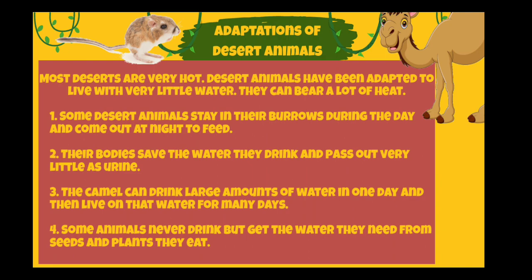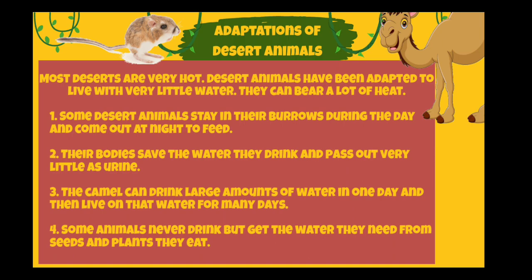Some of the adaptations of desert animals are that most deserts are very hot. Desert animals have been adapted to live with very little water. Because there is a lot of heat in the desert, these animals have to adapt so that they can easily live in the hot place, that is the hot desert, and they don't drink a lot of water. They can bear a lot of heat. So they can tolerate a lot of heat.